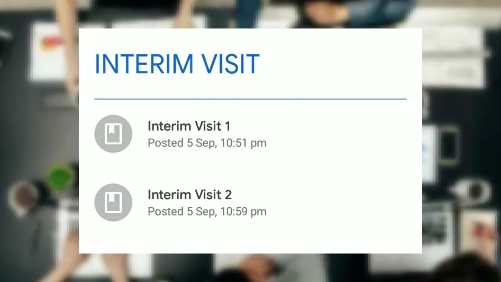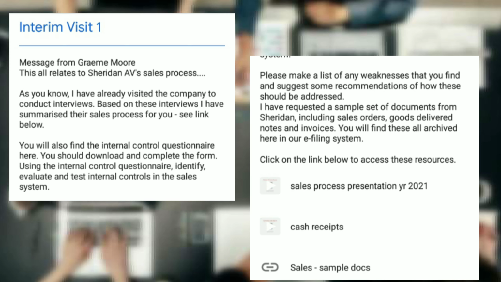Let's take a look at the interim visit. This is composed of two tasks, namely interim visit 1 and interim visit 2. And this is how interim visit 1 looks like.